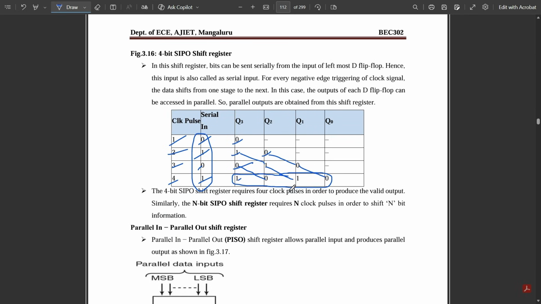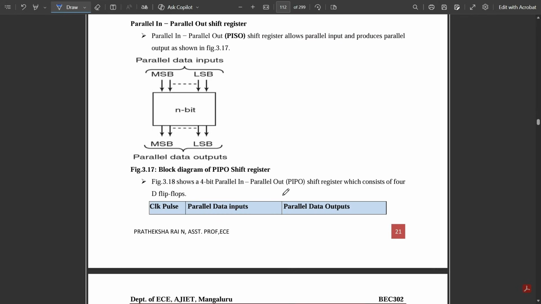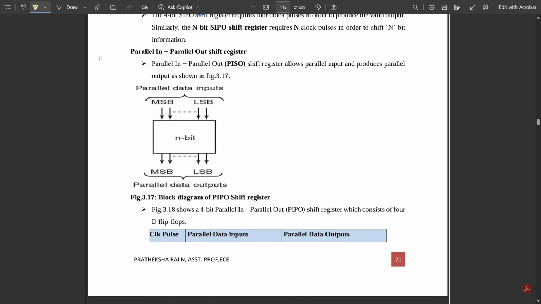Serial in, parallel out. Now let's get to parallel in, parallel out, that is PIPO.